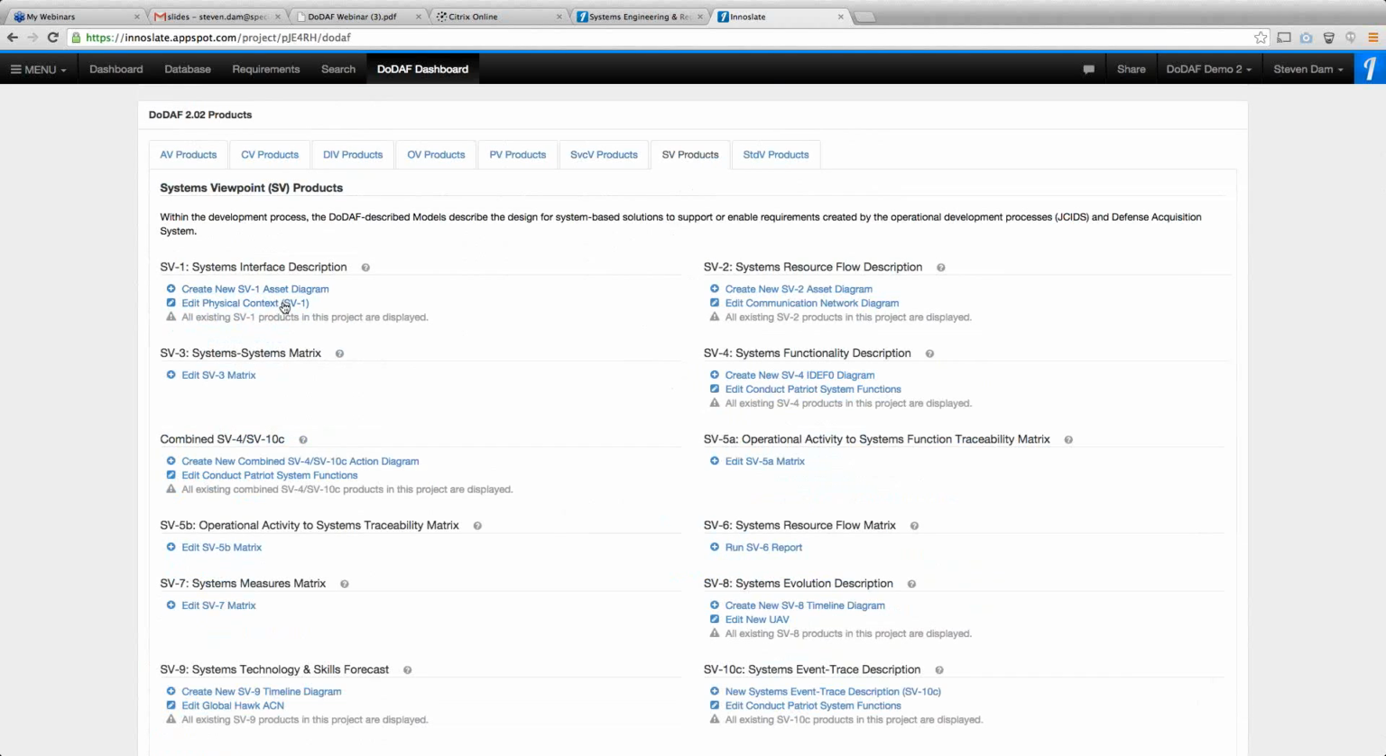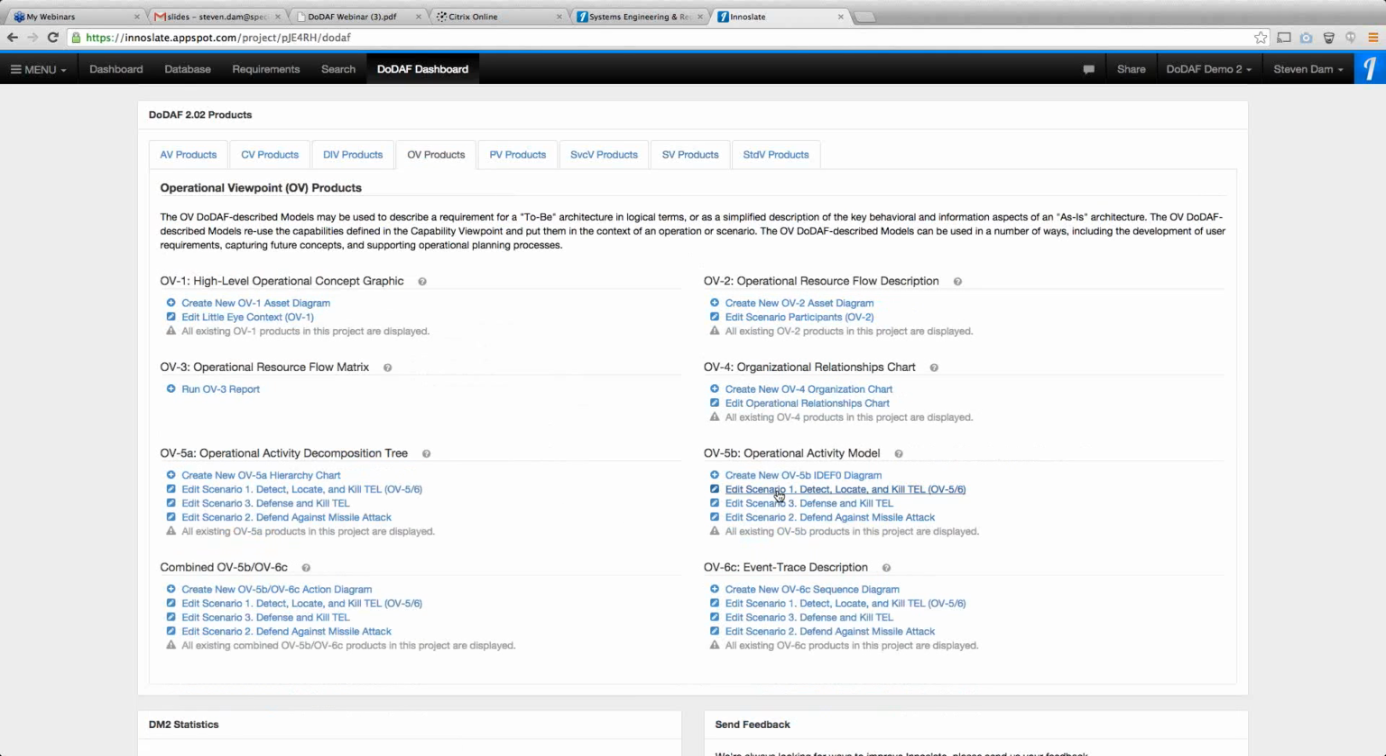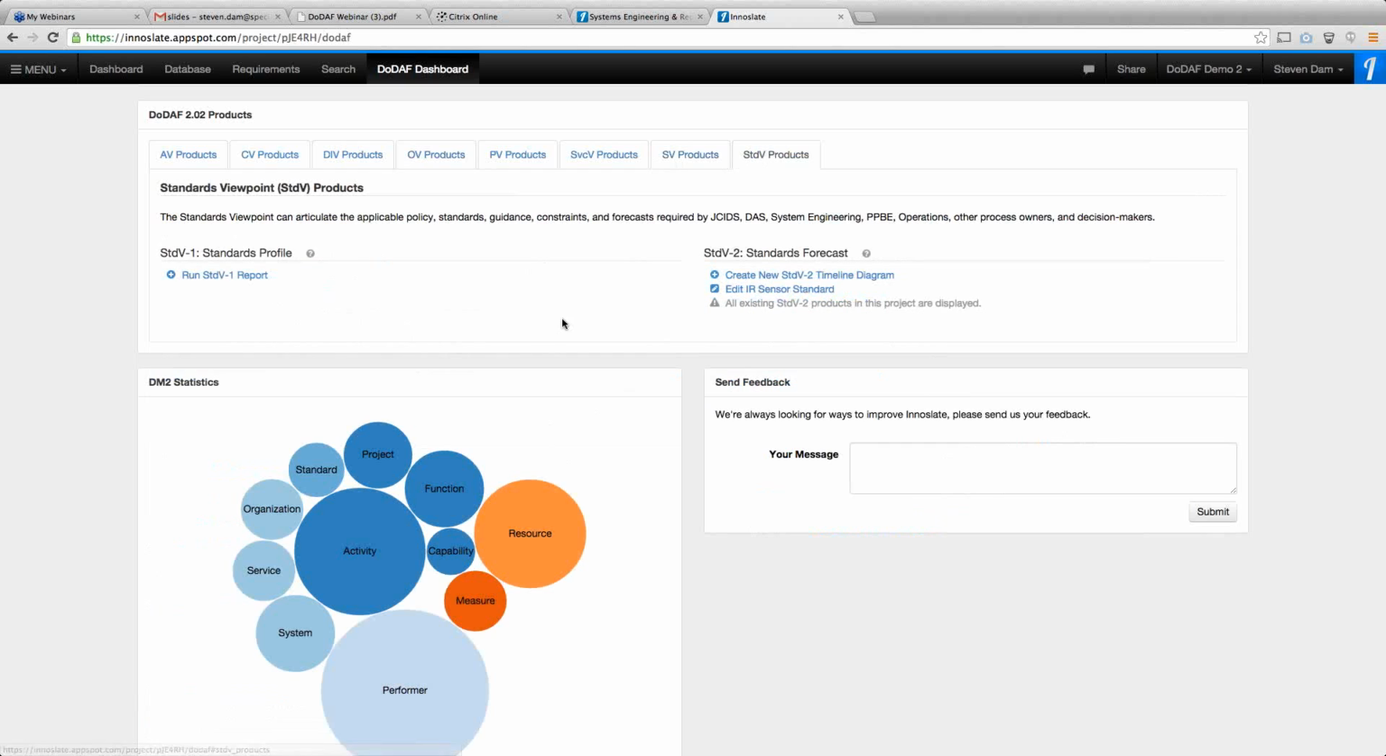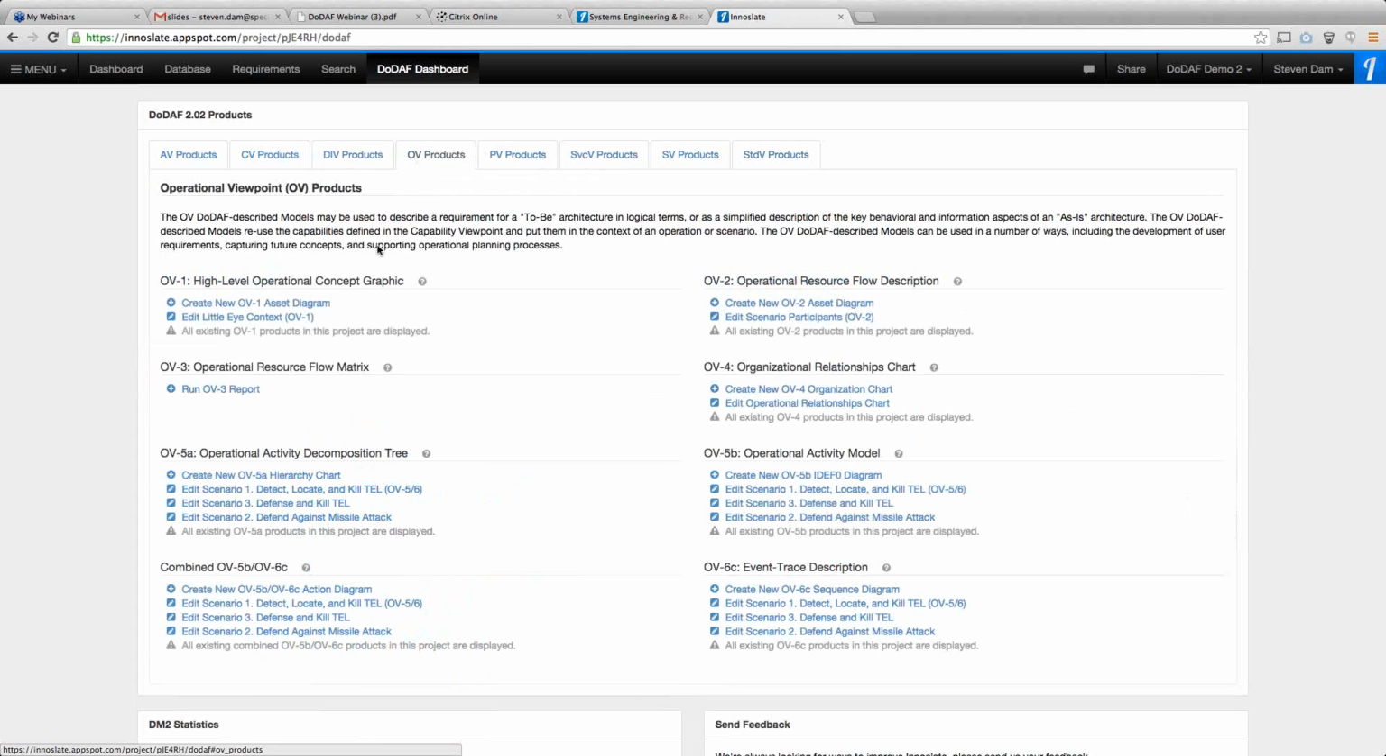By the way, you notice we've added each of these products. You can have many of each one of these. So you have a long list, and in fact, I think you saw that in the OVs. We had 3 different scenarios captured within each one of them, and so that's available. And standards view. So basically, that's the tool in a nutshell as far as the actual products go.